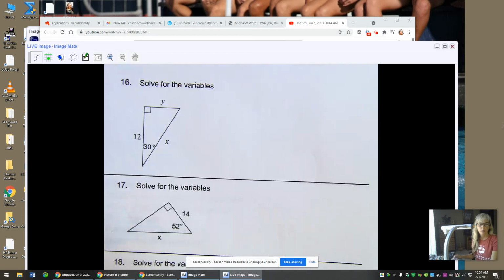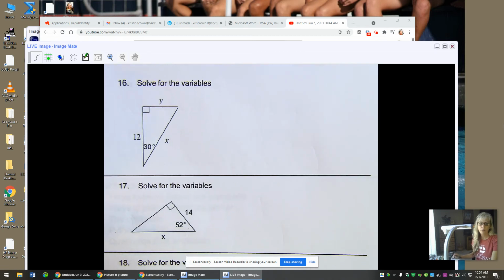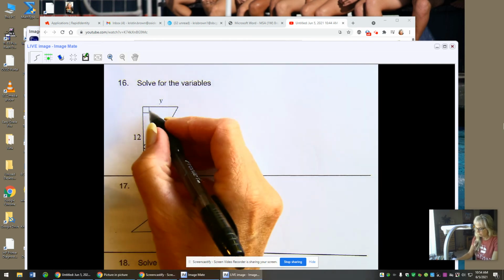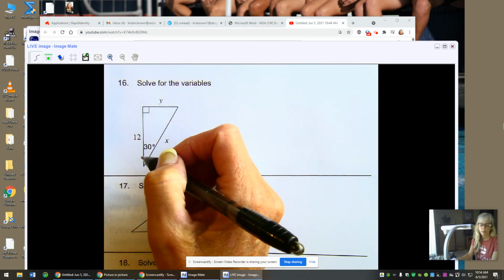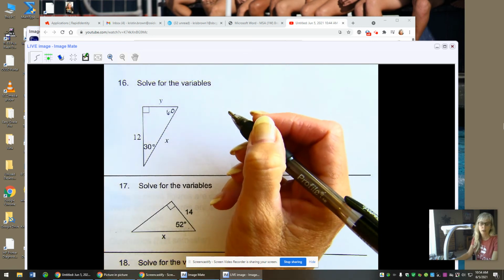All right, we're going to do 16 through 20 on the final exam review. So we have another 30, 60, 90 triangle. I say another because in the last video we had a few. 90 degrees, 30 degrees, this must be 60 by the triangle sum theorem. There are 3 steps I taught you.